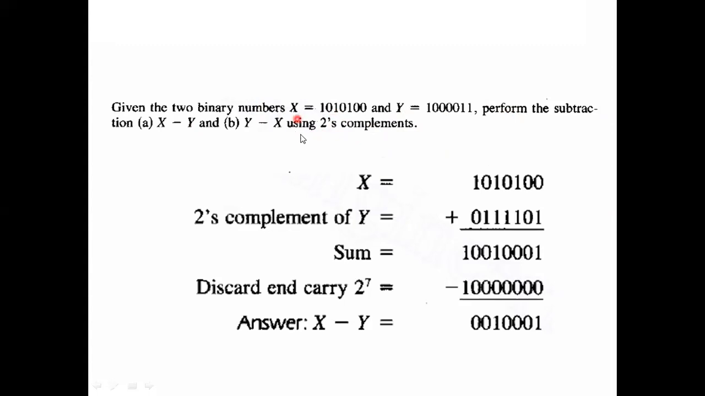So how to calculate the 2's complement? First, we calculate the 1's complement. Adding 1 to the 1's complement, then we get the 2's complement. So here first we are doing the subtraction x minus y. That is, y is subtracted from x. So which value is subtracted? The y value is subtracted. So for that value, we calculate the 2's complement.